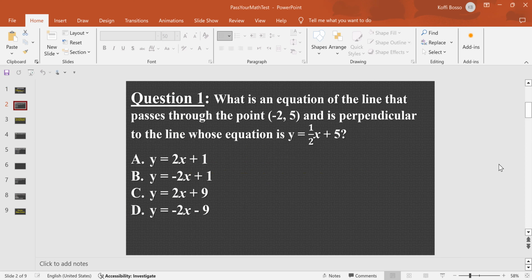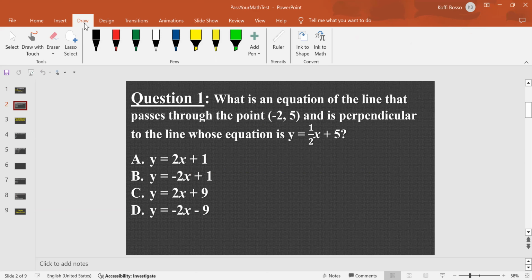Question number 1. What is an equation of the line that passes through the point (-2, 5) and is perpendicular to the line whose equation is y equals 1/2 x plus 5? Here we want to find the equation, but the key word in this problem is perpendicular.